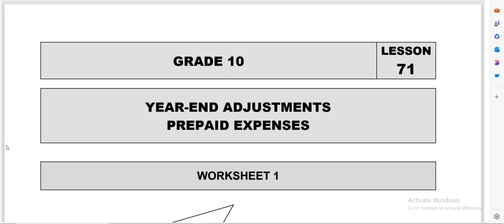With that out of the way, let's get into the lesson of the day. In this morning's lesson, we're going to be learning about the year-end adjustment. We'll specifically be focusing on what we call a prepaid expense. And remember, we are now doing the term 3 work.